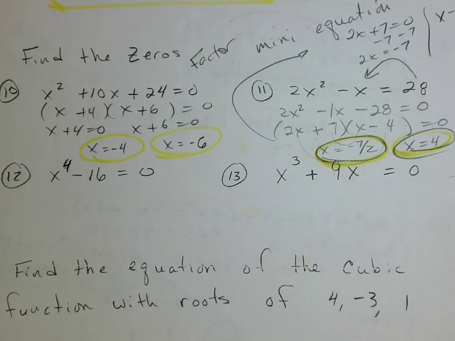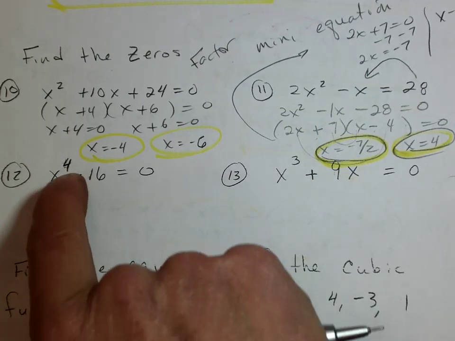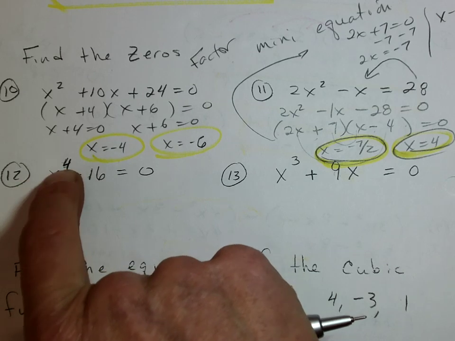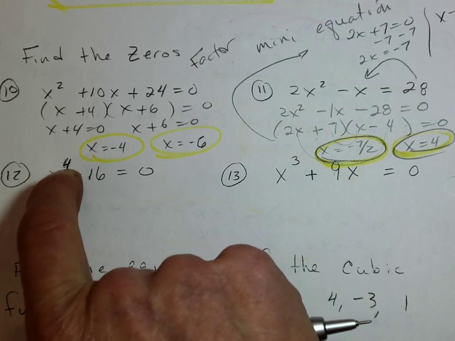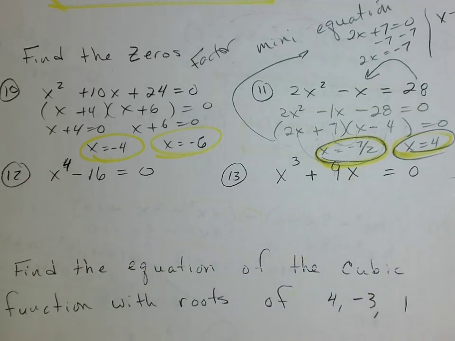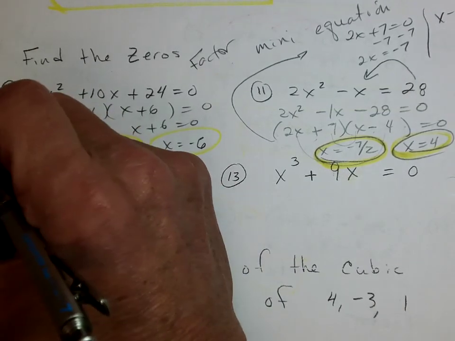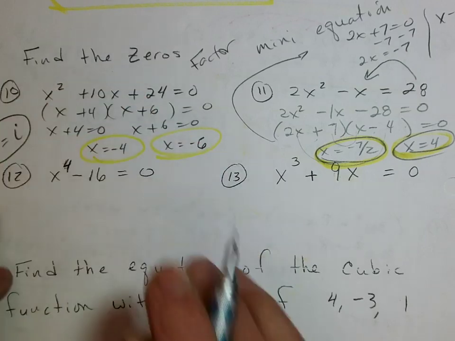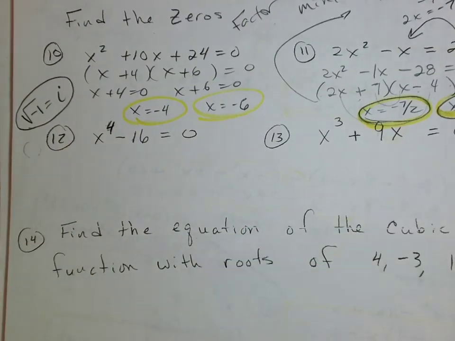Okay, number 12. X to the 4th, 4 answers. Okay, I'm going to warn you. I'm going to have an I answer. We're going to get some I answers. Okay, before we start this, let's real quickly go back. We know the square root of -1 is I. Okay, I'm just going to put that there, okay? Everybody agree with that? Remember that? So we're going to get an I answer on this one, but I'm going to show you how we're going to get an I answer.